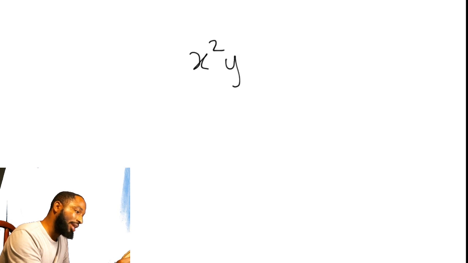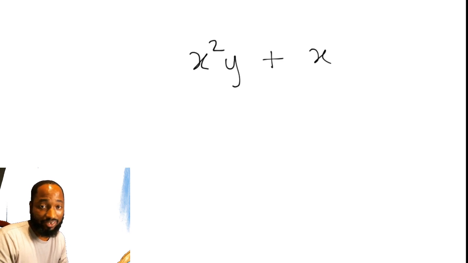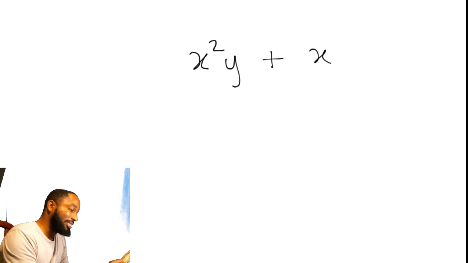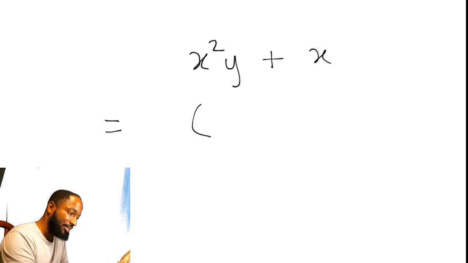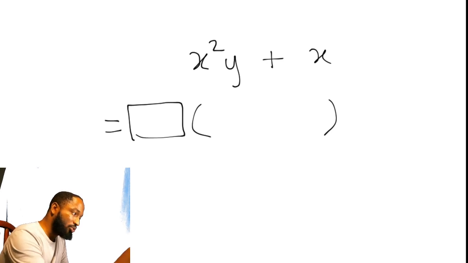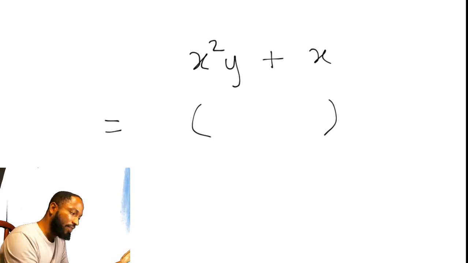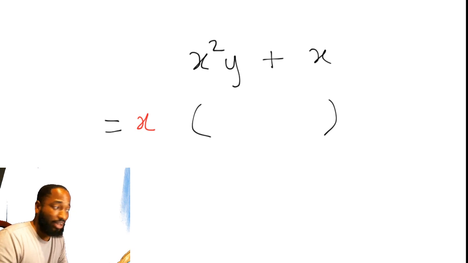So like if I have x squared y plus x and I'm asked to factorize this, my next line I'm going to put an equal sign and leave room because I want to put my brackets here. I want to put my factors in here. What's common? The only thing I'm seeing common is the x. There's no y common, so I just put x here.